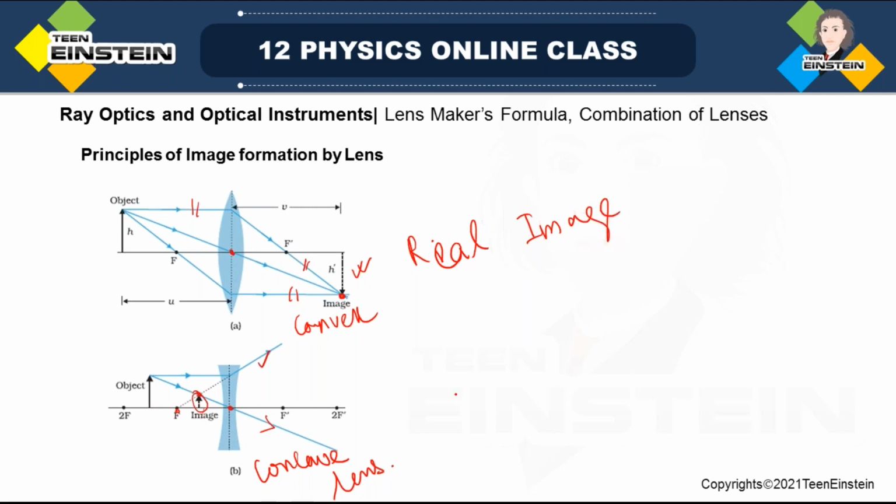And if the two refracted rays are not really meeting but appear to meet, or if you retrace them back, then they will meet. So for that case, a virtual image will be formed. And these virtual images cannot be seen on a screen. Okay, all right. So these are the principles of image formation by lens.